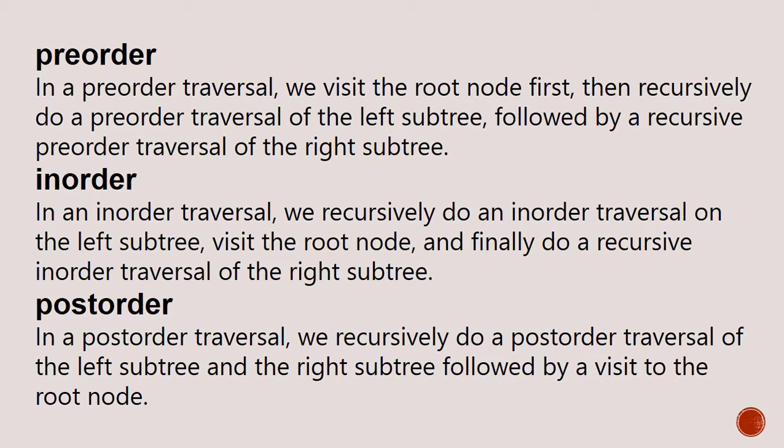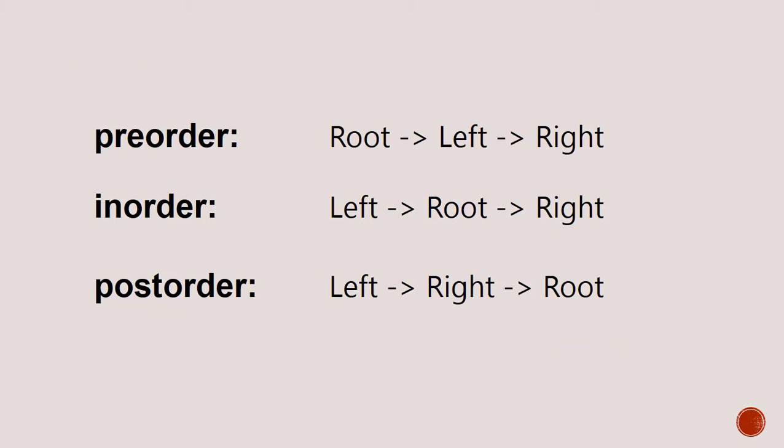For simplicity, we will just remember the terms. In case of pre-order, we start from the root, then followed by visiting the left subtree, then we will visit the right subtree. In case of in-order, we will first visit the left subtree, then followed by root, then right subtree. And in case of post-order, we will first visit the left subtree, then right subtree, then finally we will visit the root of the binary tree.